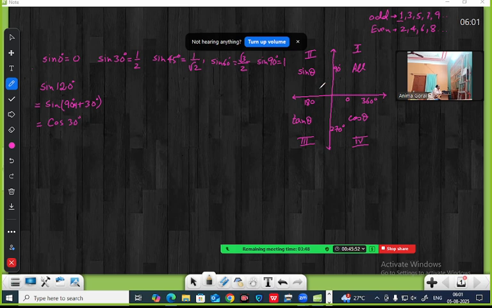And you see here, 90 plus 30 is in the second quadrant, and in the second quadrant, the value of sin theta will be positive, therefore it will be plus. And what is the value of cos 30? Cos 30 is root 3 by 2. Therefore, the value of sin 120 degrees is root 3 by 2.